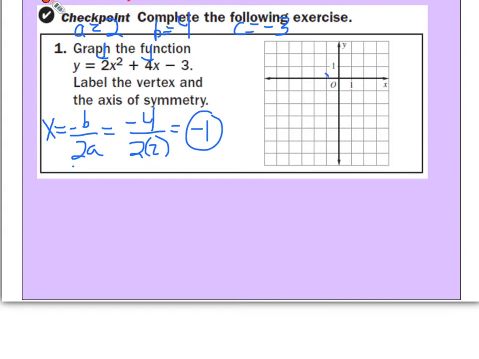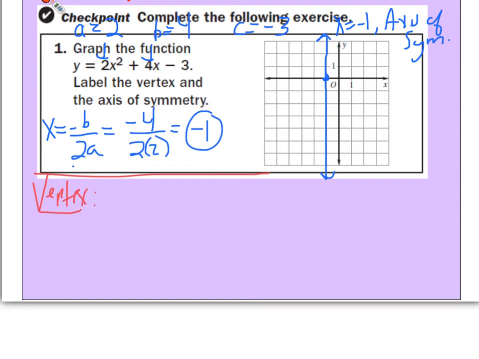So I go to x of negative 1, vertical line, and I'm going to write x equals negative 1. Then I'll put this as the axis of symmetry. So let's find the vertex. Remember, the vertex happens at negative b over 2a as the x value. Then we have to go find the y value. Well, we have the x value. It's right here. We already found it, which is nice. I like it because it's halfway done already.